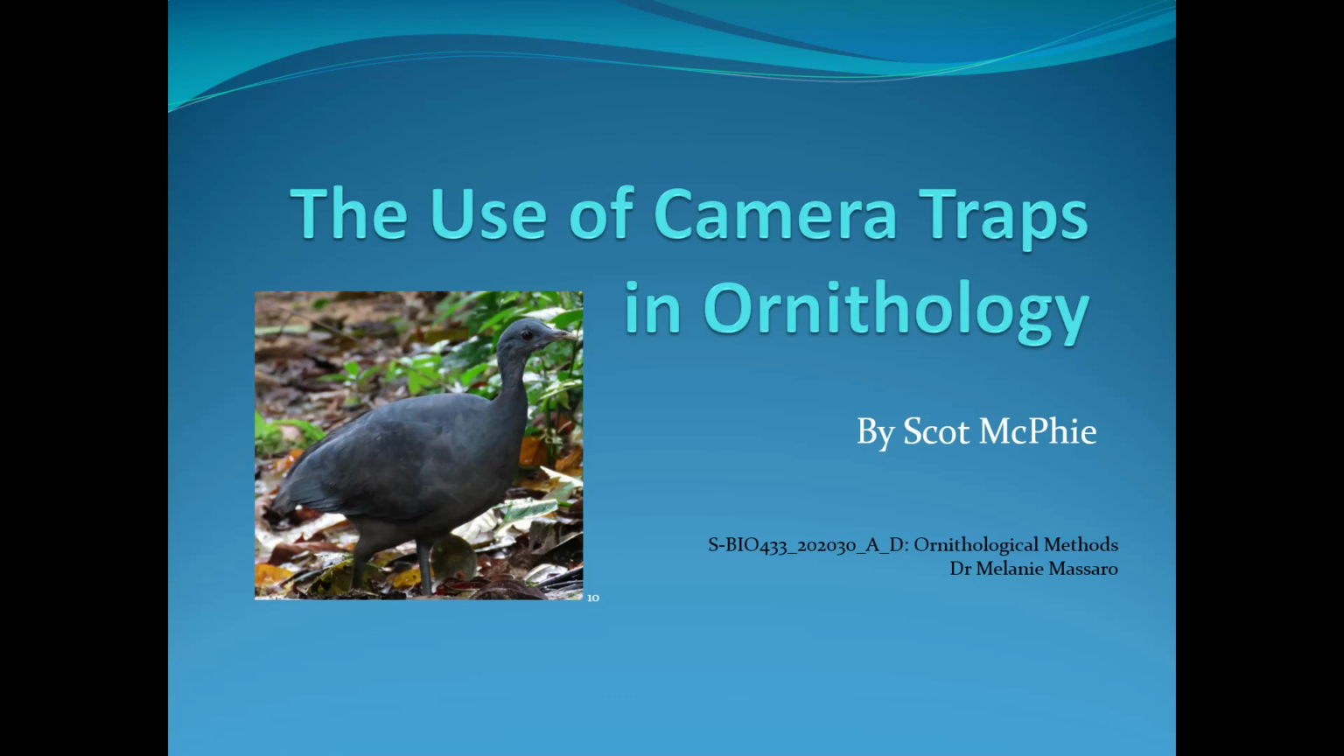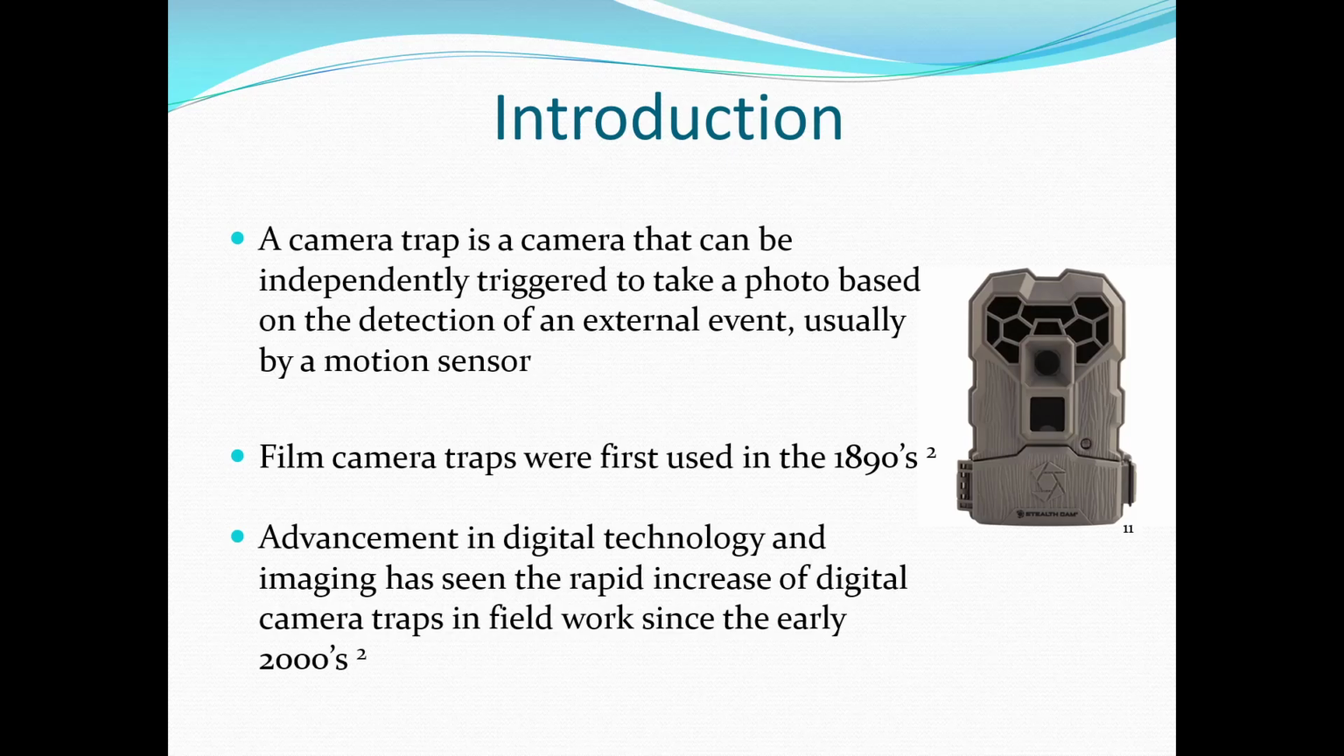Hello everyone, Scott McPhee is my name and my talk is on the use of camera traps in ornithology. So what is a camera trap? It's basically a camera that can be independently triggered to take a photo based on external stimuli, and this is usually done by a motion sensor.